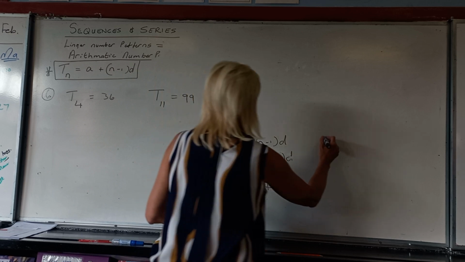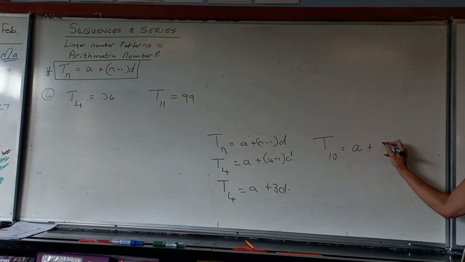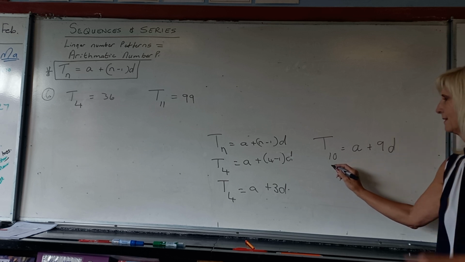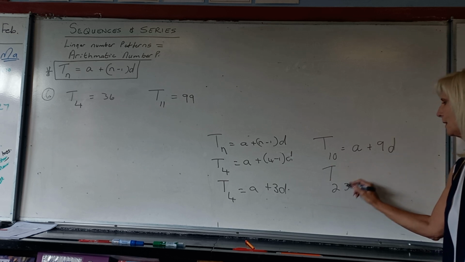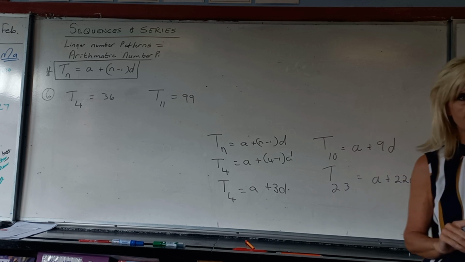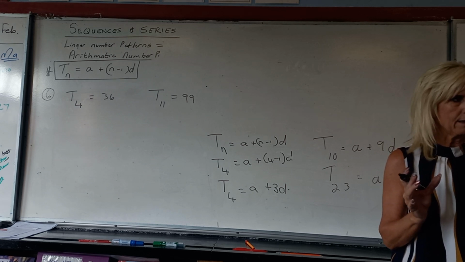So let me see if you're catching this. What would term 10 be? A plus 9d. Then term 11? A plus 10d. Shortcut. What would term 23 be? A plus 22d. You're catching on this? It can't differ, it's a formula. It's just a shortcut to quickly get there.